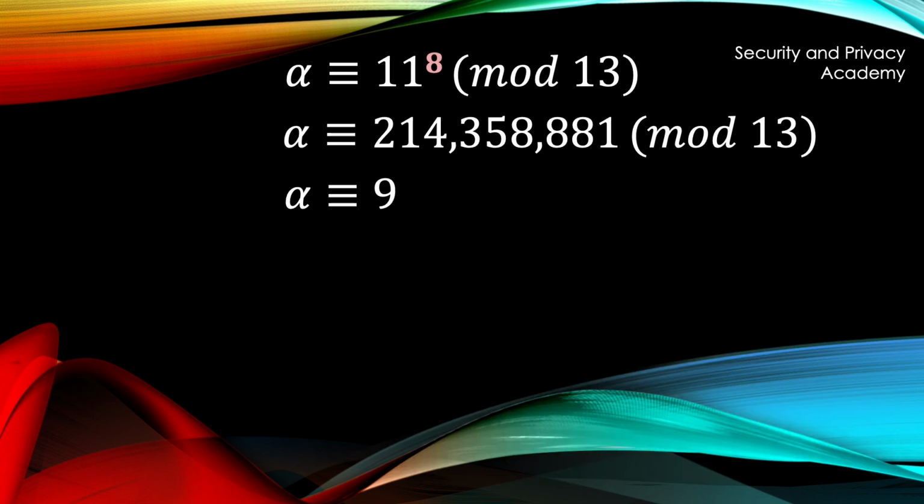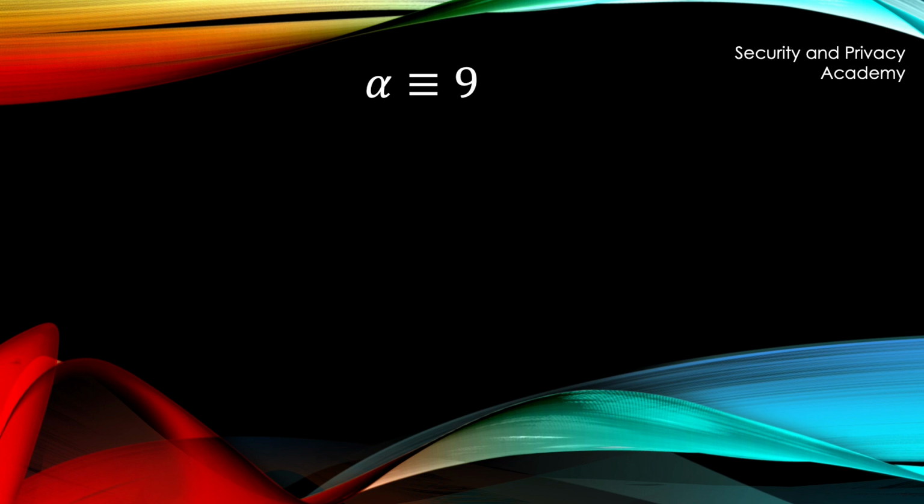As you can see, we now have all the numbers we need. Alpha equals 11 to the power of 8 mod 13. Now 11 to the power of 8 is 214 million and so on. Mod 13 equals 9. Now the only thing we get is alpha, the value for alpha, which is 9.